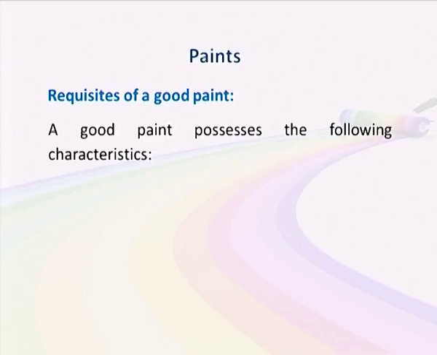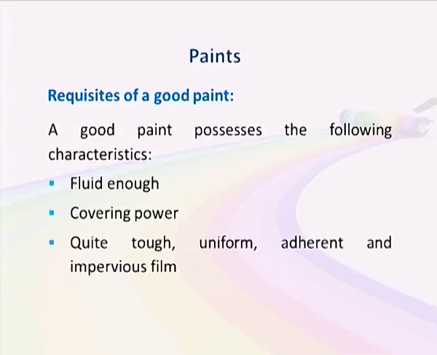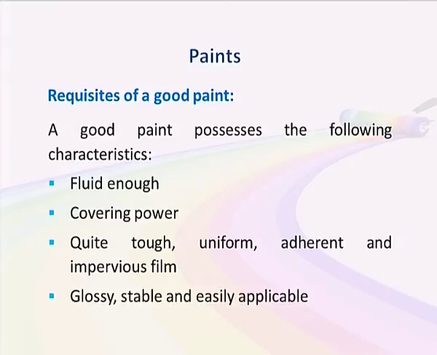What are the requisites of a good paint? A good paint should possess the following characteristics. It should be fluid enough so that it can be spread easily. It should possess good covering power. It should be quite tough and uniform so that it can be spread smoothly. It should be adherent so that it is long lasting and impervious. It should be glossy, stable and easily applicable also.